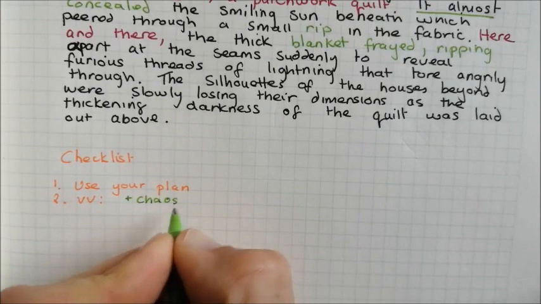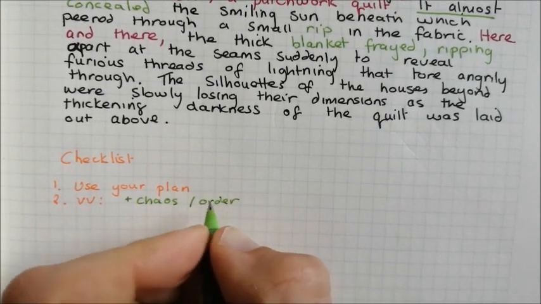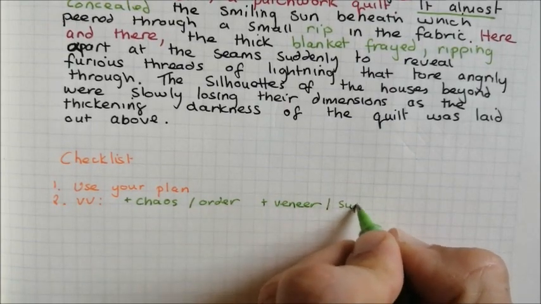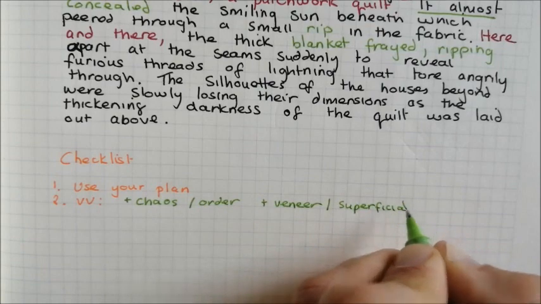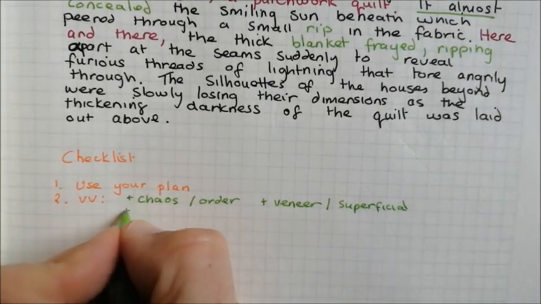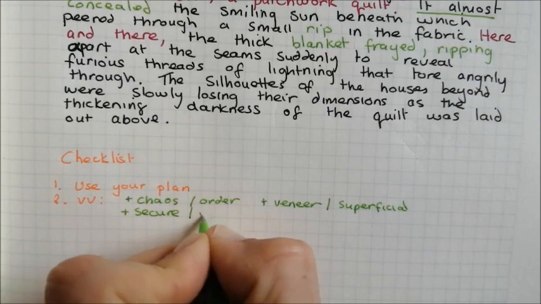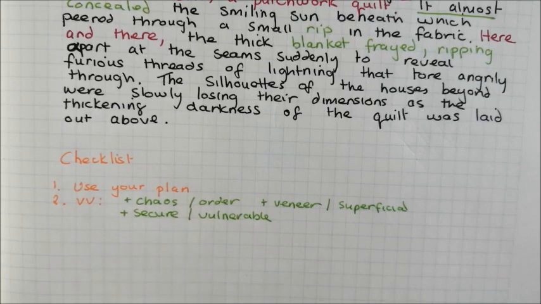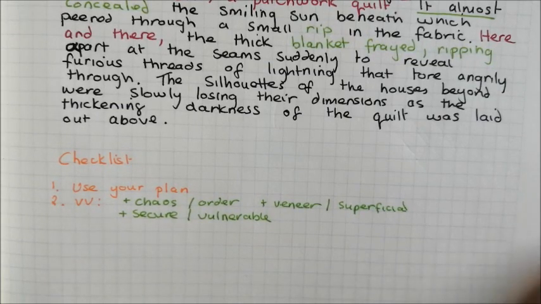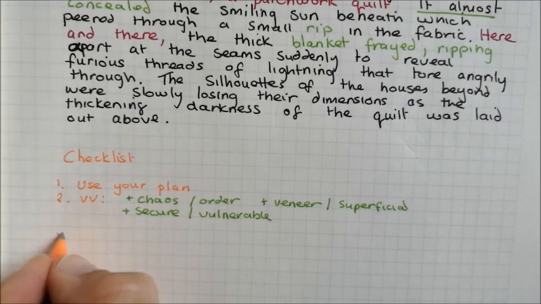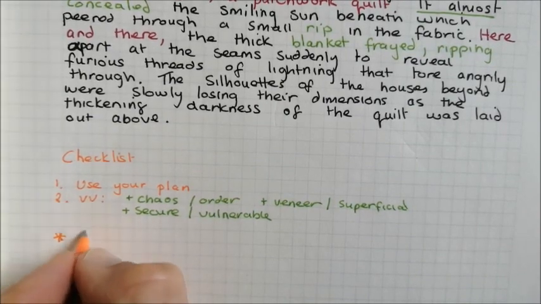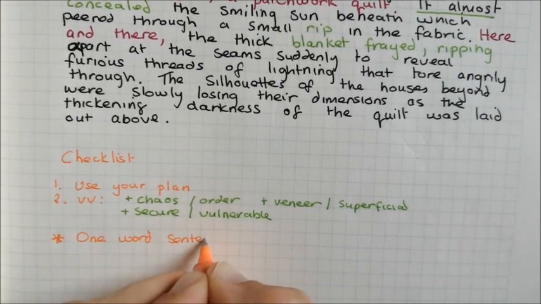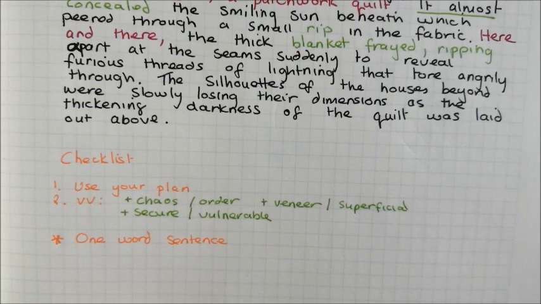Use chaos, use order, use veneer, maybe use superficial, maybe you won't need to. Okay. Use secure or vulnerable. Pick the right ones that describe the image you want to create. Then, what you need to make sure you do is you start with a 1-word sentence with a big, powerful, punchy word in it.